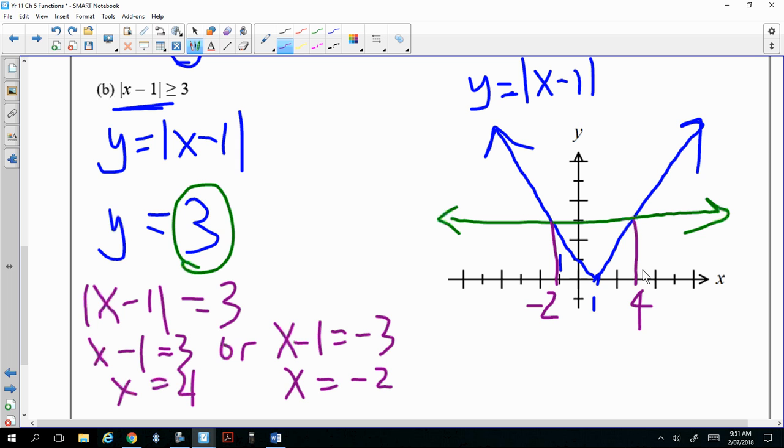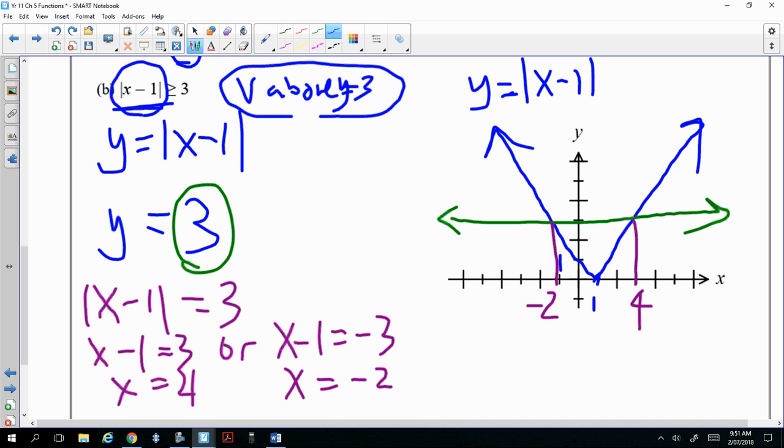Then this time you have to interpret when the V shape is above y equal to 3. When it's above, you look at this bit here and this bit. When the V shape is above 3, that's when x is more than or equal to 4, or x is less than -2.